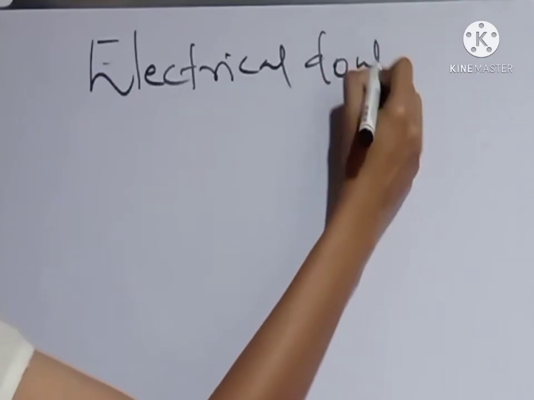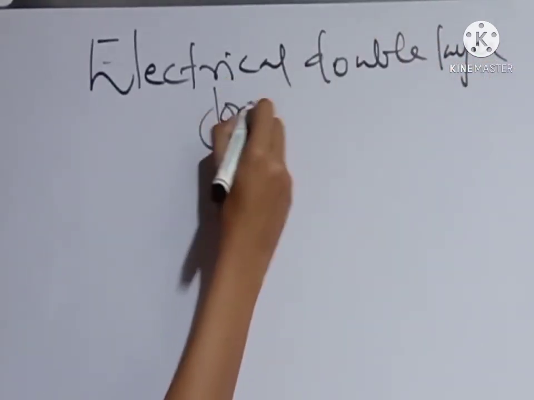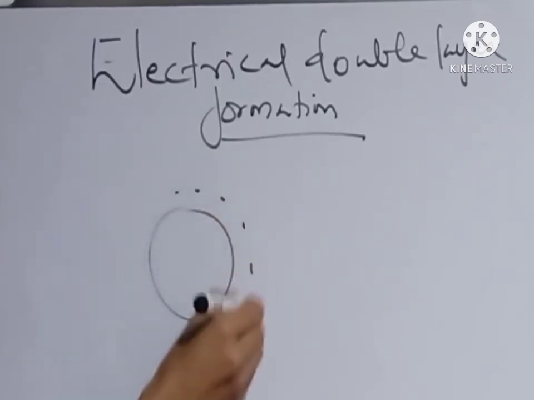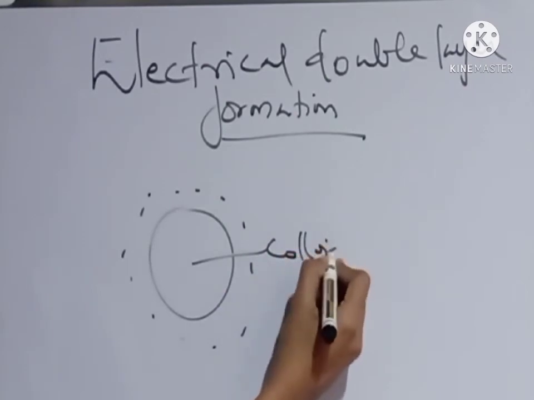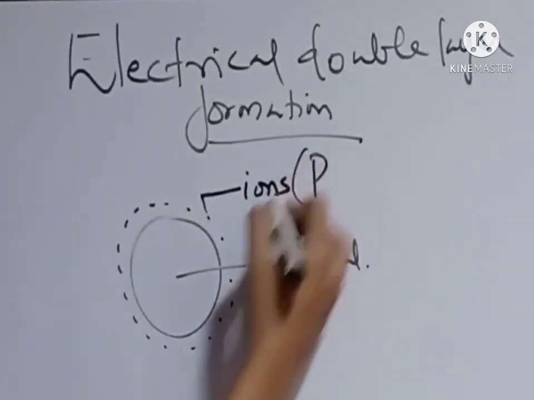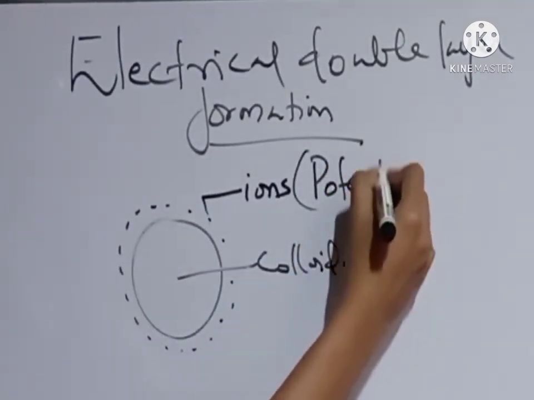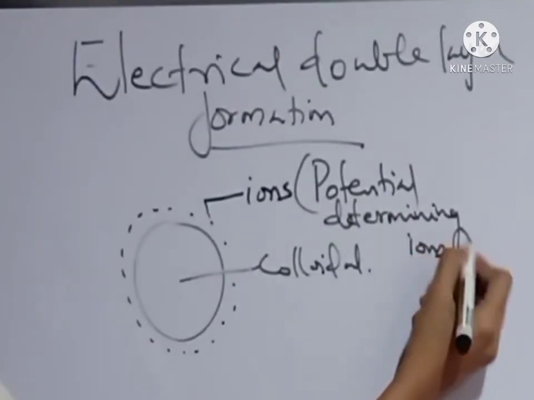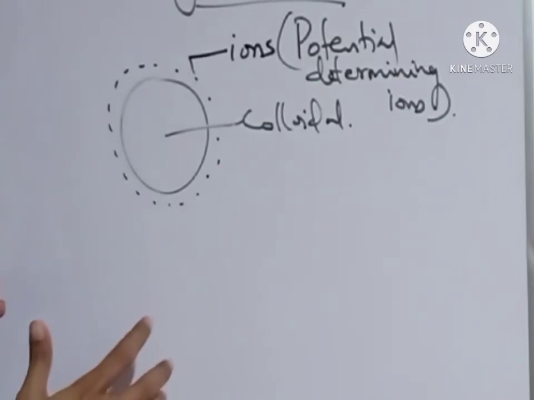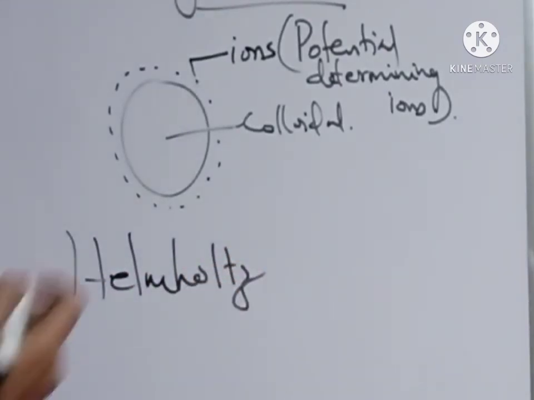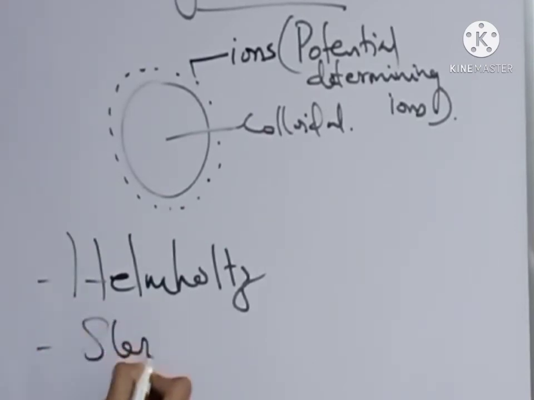Now we are going to learn electrical double layer formation. That is how the preferential adsorption occurs over the colloidal particle. The ions which are adsorbed over the surface of the colloidal particles are known as potential determining ions. The nature of the charged particles adsorbed over the colloidal particles was first described by Helmholtz, and later it was modified by Stern.